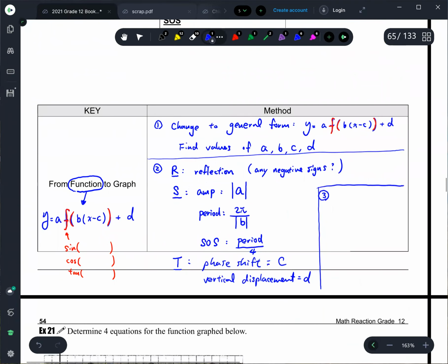Okay, so the third step is graph. No, before the graph, sorry, I mean the table of values. Yes, okay. So I need you to remind me, how do we find the table of values? Let's start with the X values first. How do we get all the X values?